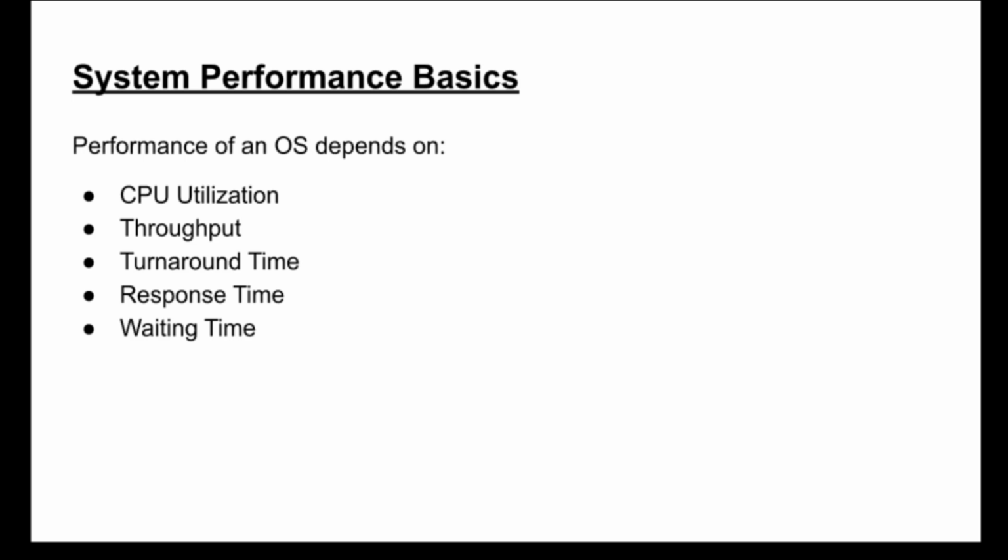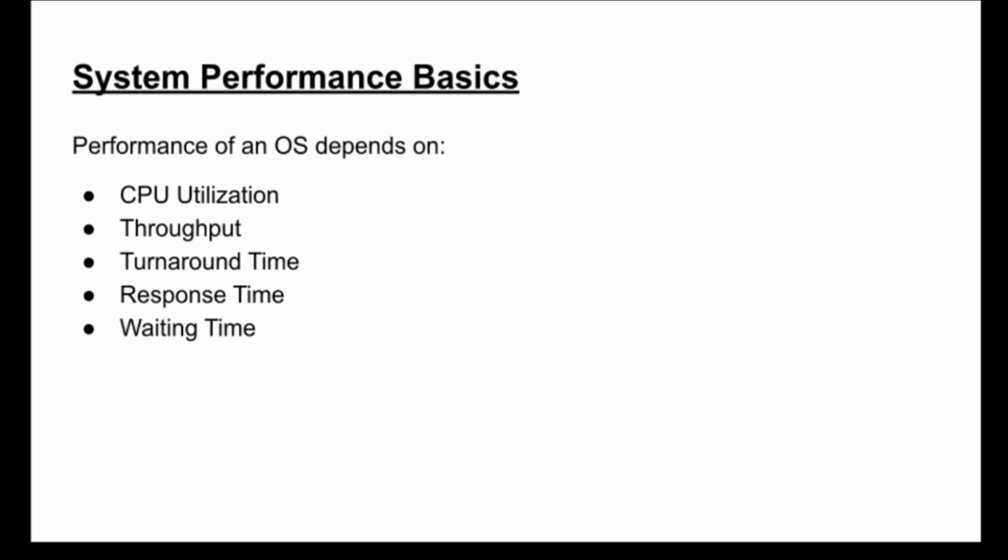CPU utilization. This indicates how busy the CPU is. Higher utilization means the system is using the CPU effectively. Next, throughput. This refers to the number of processes completed within a given time. More throughput means better system performance.